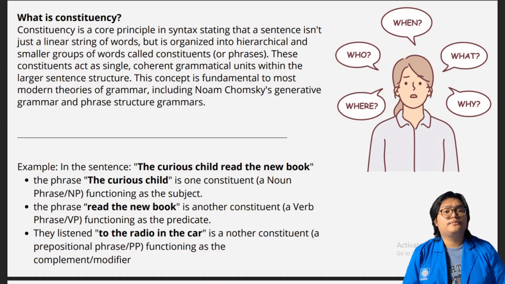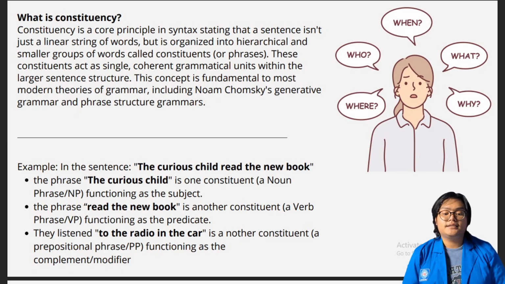Constituency is a core principle in syntax, stating that a sentence isn't just a linear string of words, but is organized into hierarchical, smaller groups of words called constituents or phrases. These constituents act as single, coherent grammatical units within the larger sentence structure. This concept is fundamental to most modern theories of grammar, including Noam Chomsky's generative grammar and phrase structure grammars.